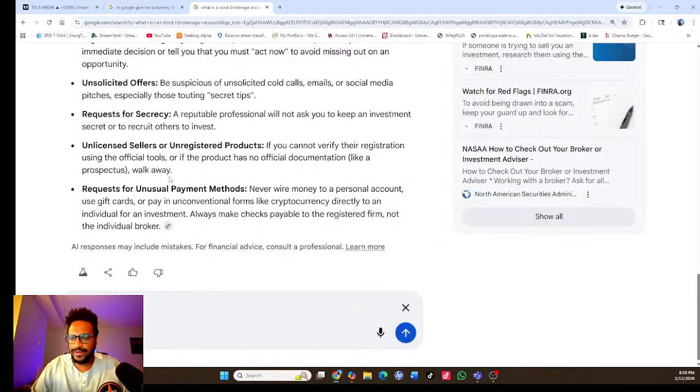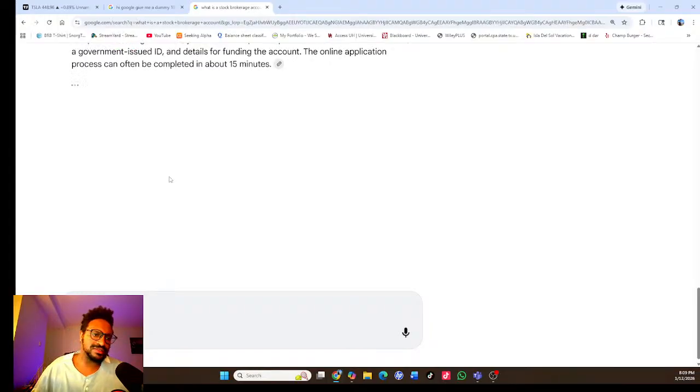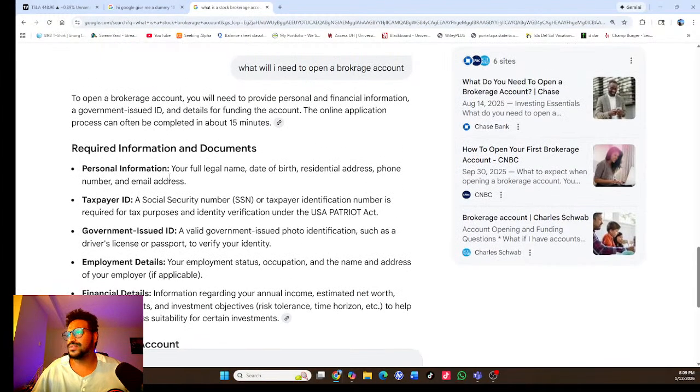So what will I need to open a brokerage account? Okay. Remember guys, this is stock market 101 fundamentals. To open a brokerage account, you'll need to provide personal and financial information, a government-issued ID, and details for funding the account. The online application process can often be completed in 15 minutes.